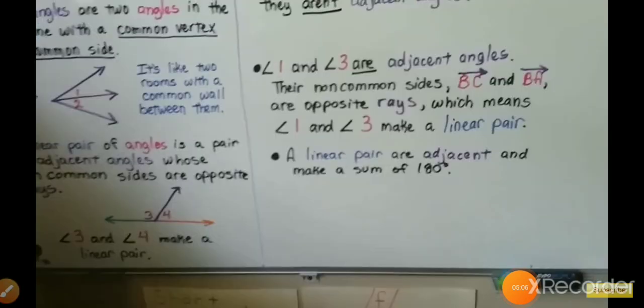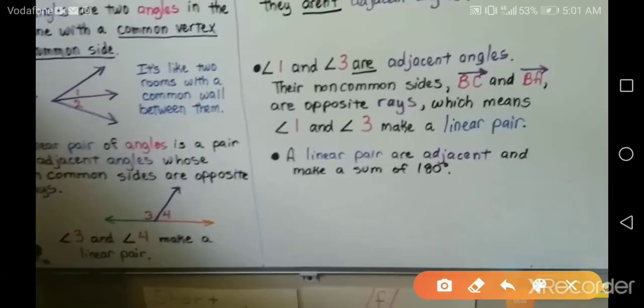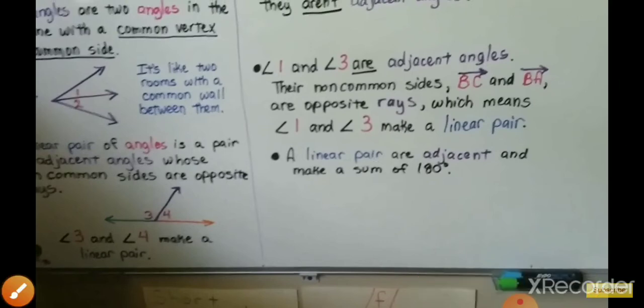Remember well, dear students, a linear pair are adjacent angles and make a sum of 180 degrees. As you see here, angle 3 plus angle 4 give me a linear pair, and the sum of them is 180 degrees. You remember that?